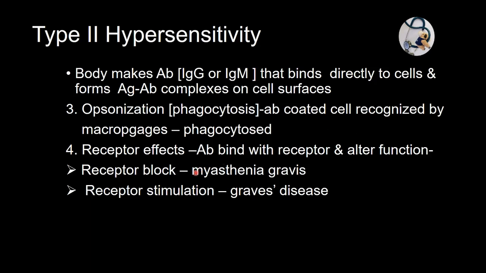And another is by receptor effect. The antibody binds with the receptor and then alters the function of the tissues. So receptor effect can be either block or overstimulation. If there is a receptor block, which occurs in myasthenia gravis, the function is altered. And in receptor stimulation, an example is Graves' disease, here also the function is altered. So this is the mechanism which occurs in type 2 hypersensitivity reaction.